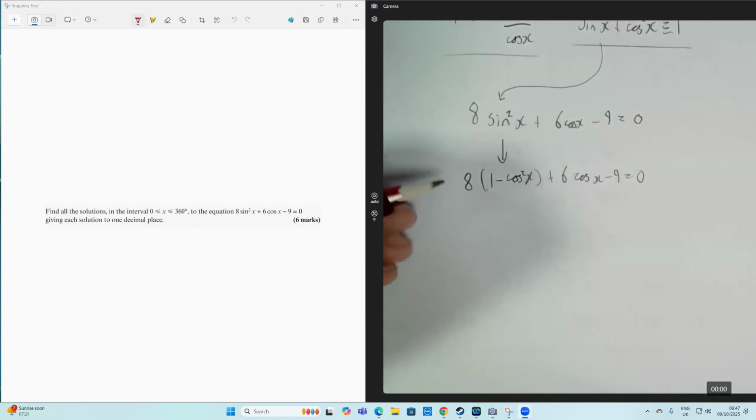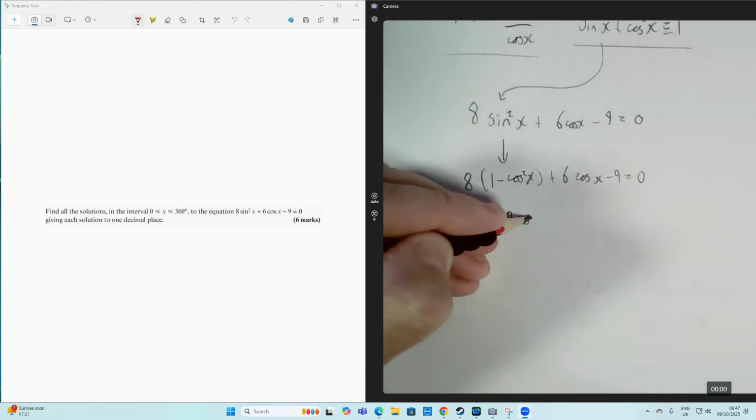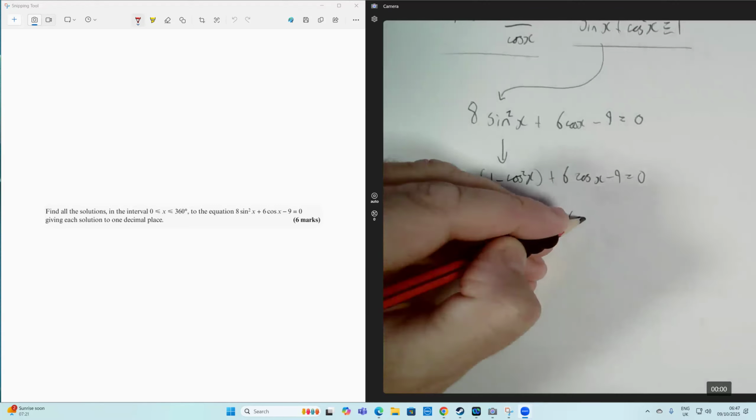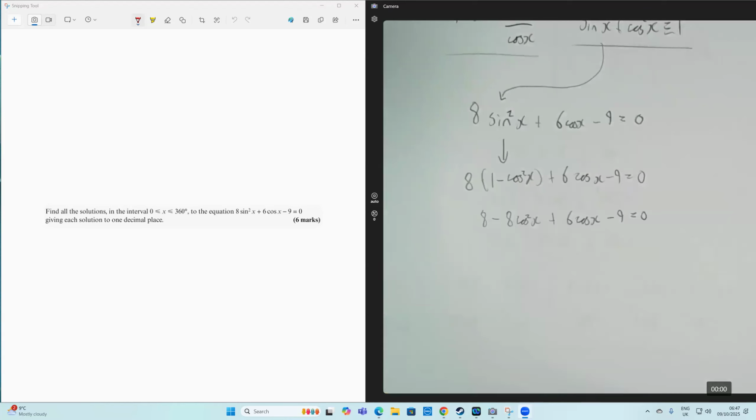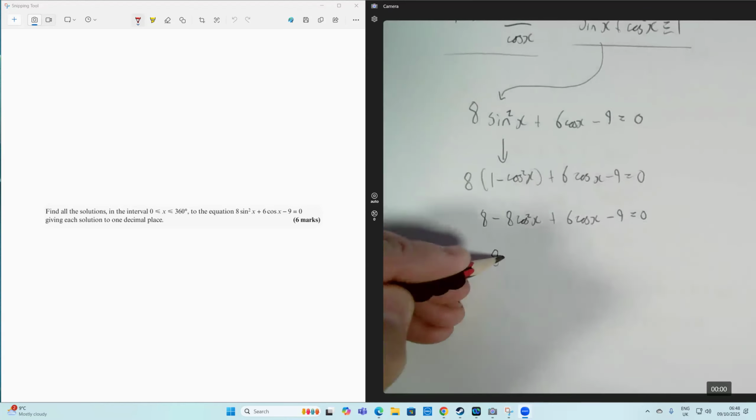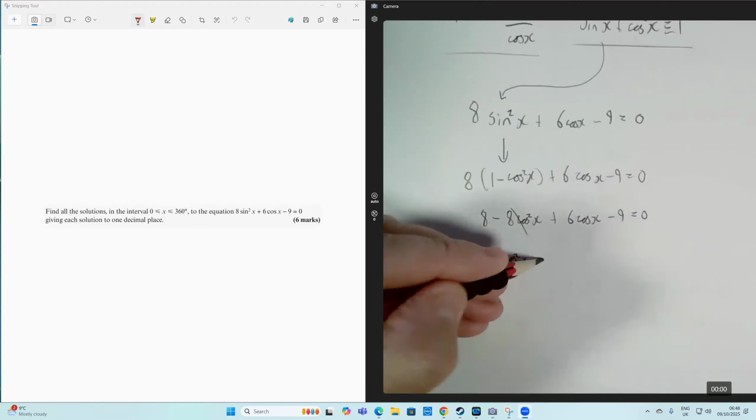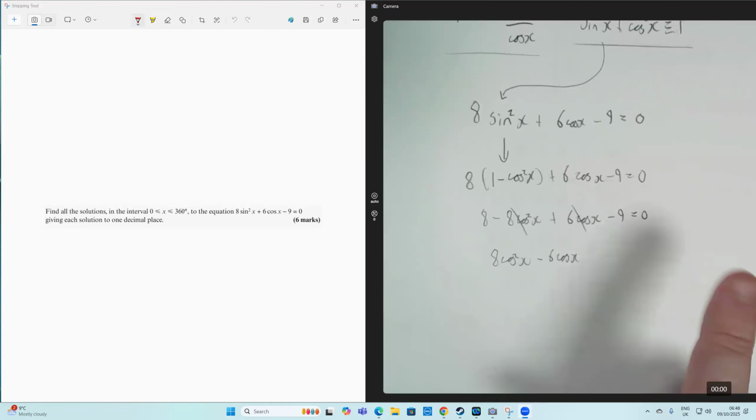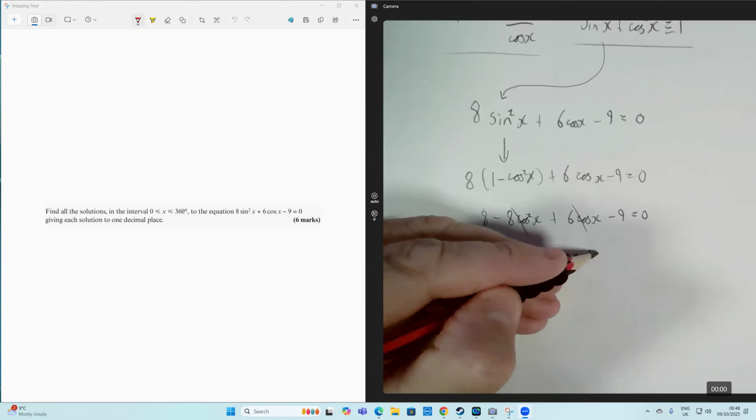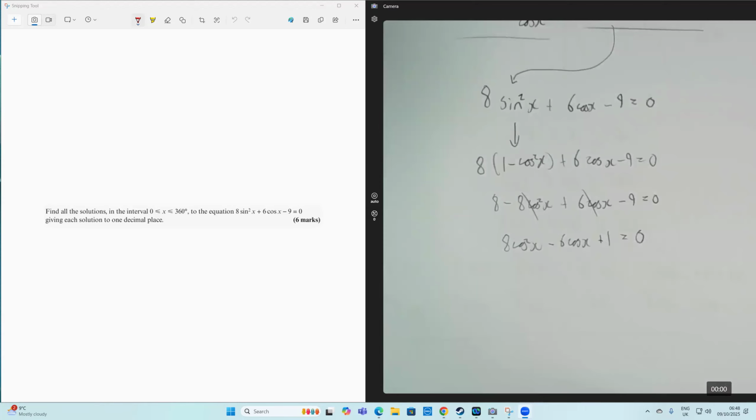Because now we can expand our bracket and we get 8 minus 8 cos squared x plus 6 cos x minus 9 is equal to 0. And then we can just literally now rearrange that. Let's take it over the other side. So 8 cos squared x, I've taken that over here, minus 6 cos x. Take that over to the right-hand side as well. Add 9 and take away 8. It's going to be plus 1 is going to equal 0. So that's the equation that we are trying to solve.